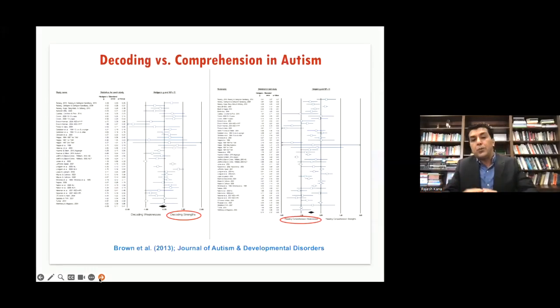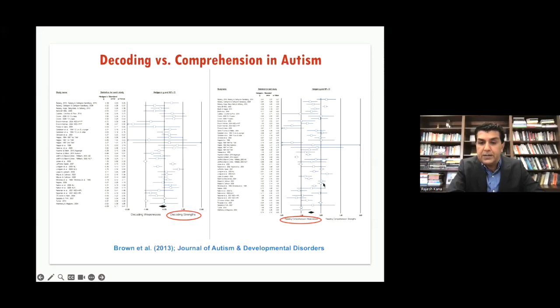And if you apply this to reading, on this slide, what you're looking at is a study by Brown et al. 2013, where they were looking at reading comprehension as well as decoding ability, right? Reading ability versus reading comprehension in a large number of studies, about 40 to 50 studies. If you look at the first segment there, decoding strength and decoding weakness. Across these studies in autism, most of those studies showed that autistic children have decoding strength. So they are reasonably good in reading ability or decoding ability.